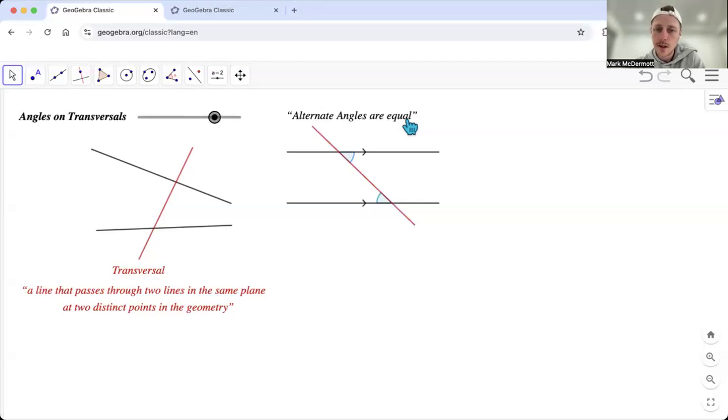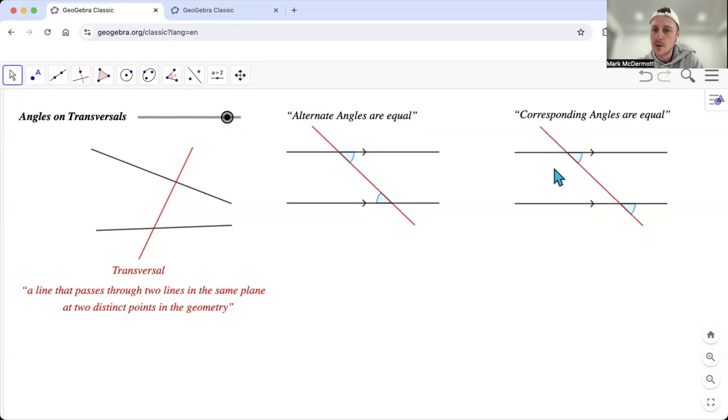And I encourage you to think about why that's the case based on the previous video about vertically opposite angles. You can sort of imagine that the situation that's going on here is pretty much the same thing as the situation that's going on here since these lines are parallel. So that might help you get an intuition for why these alternate angles are equal. What also might help is this fact. We could say that corresponding angles are equal.